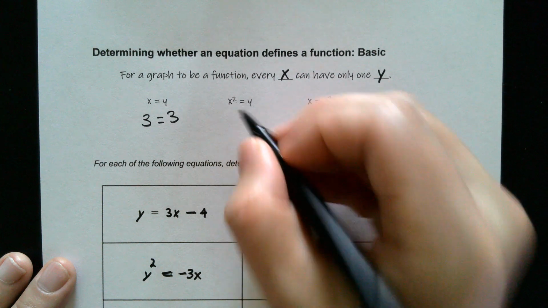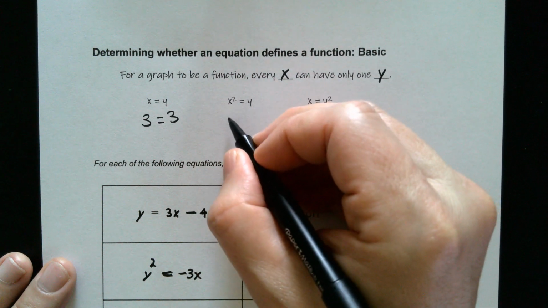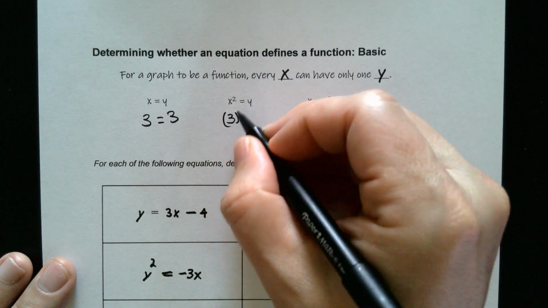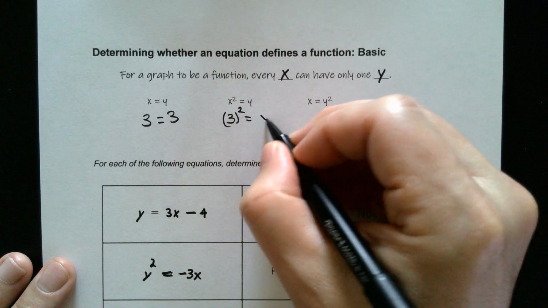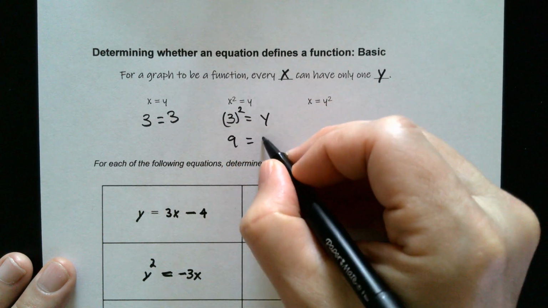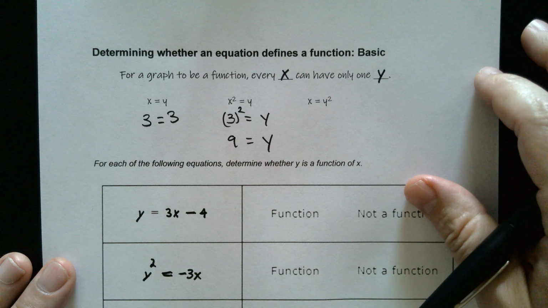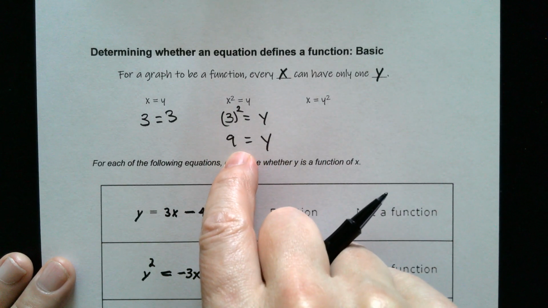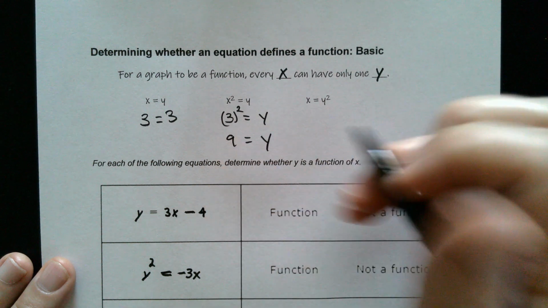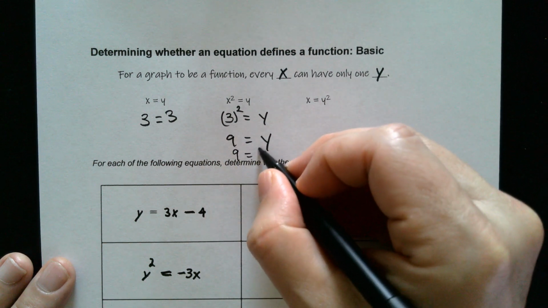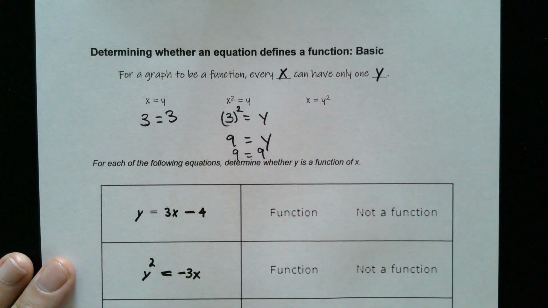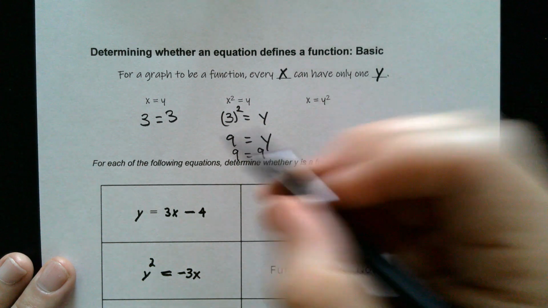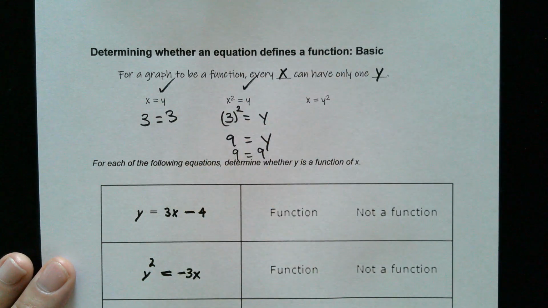Let's say in this one, let's choose 3 again. So we've got x squared, 3 squared equals y, which is 9 is equal to y. So what y value do you have to have that corresponds with x being a 3? Well, obviously, it's got to be 9, right? So 9 equals 9. There's no other number that y could be to make this equation true. So both of these are considered functions.